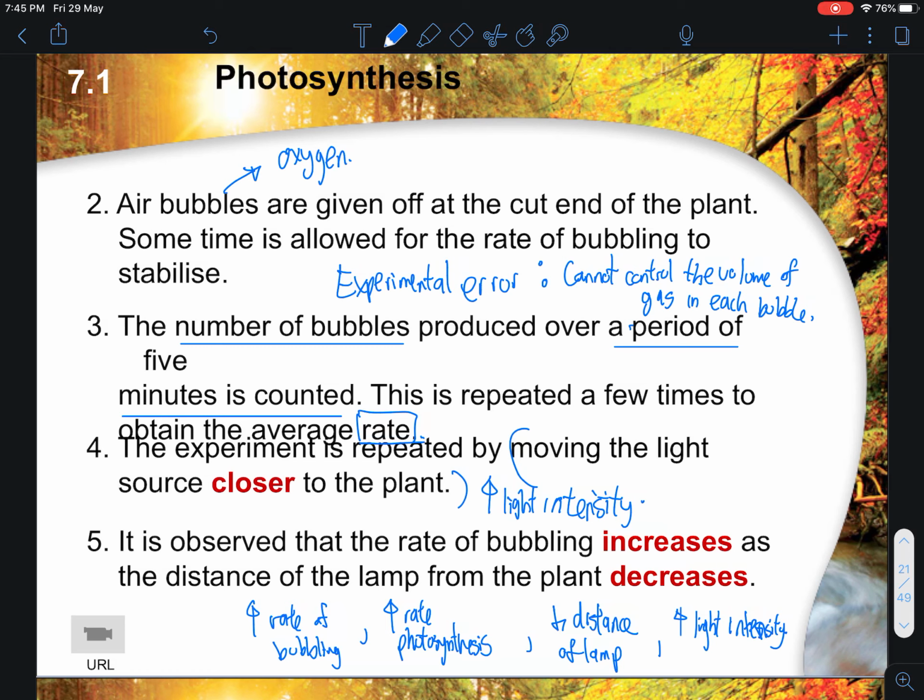Okay, so in this case, if we look back into the graph, you'll see that beyond point X, the rate of photosynthesis will remain the same even though the light intensity increases. In the experiment you wouldn't see the rate of photosynthesis. Instead, what you will see is the rate of bubble production.